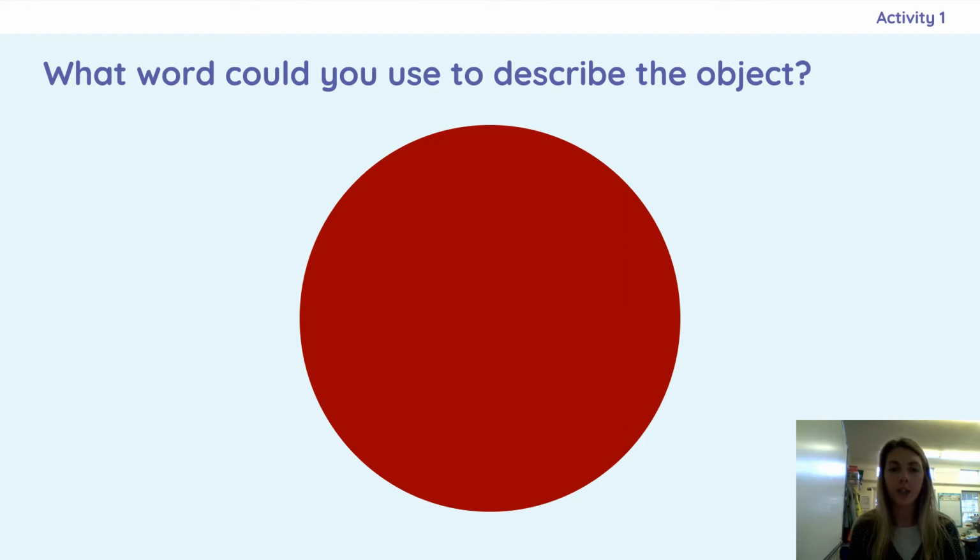What word could you use to describe the object? Have a look at what the object is on the screen and think of what word you could use. There might be more than one. Pause the video and talk to your adult. Well done, they were fantastic ideas. So I came up with red, or it is a circle.